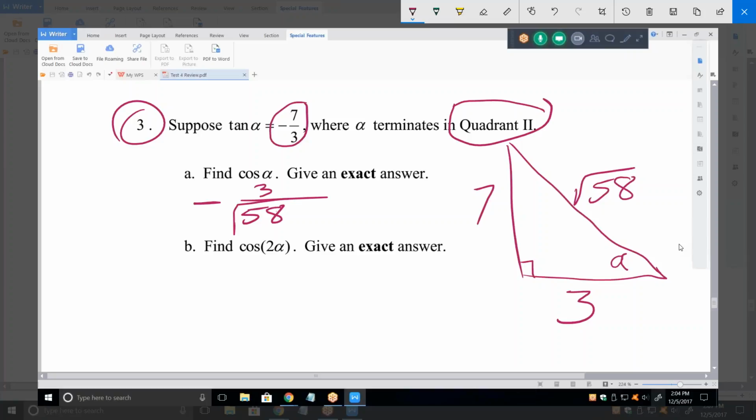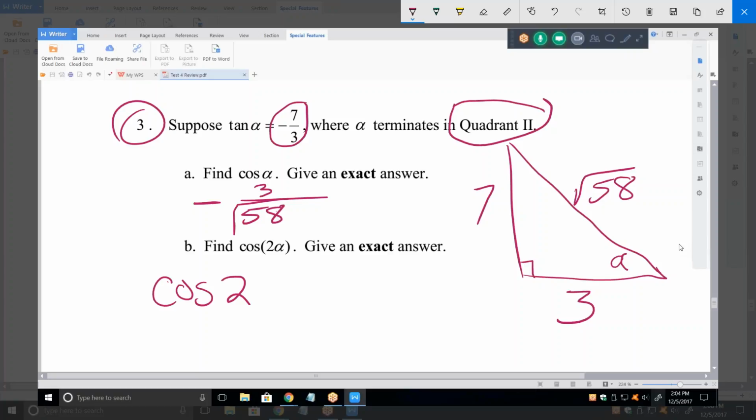And that is an exact answer. That's probably an answer your teacher would accept, despite the fact that root 58 is in the denominator. In other words, we have an irrational denominator. And that doesn't even simplify. No, that's 29 times 2. Okay, now, to do the second part, we need the identity.